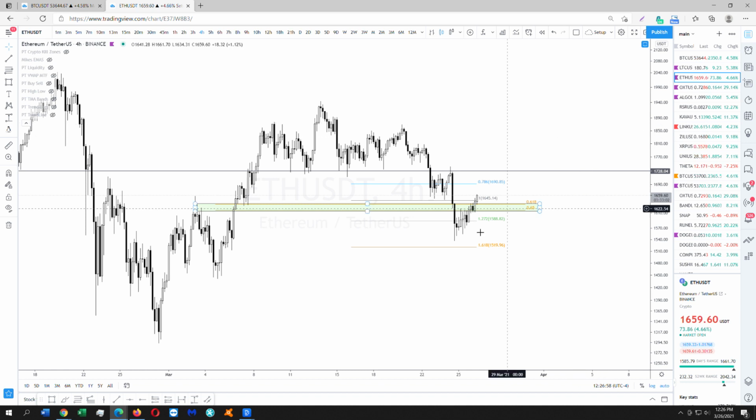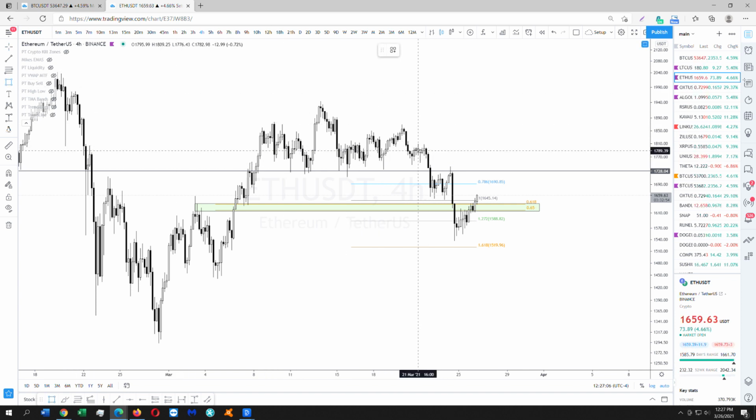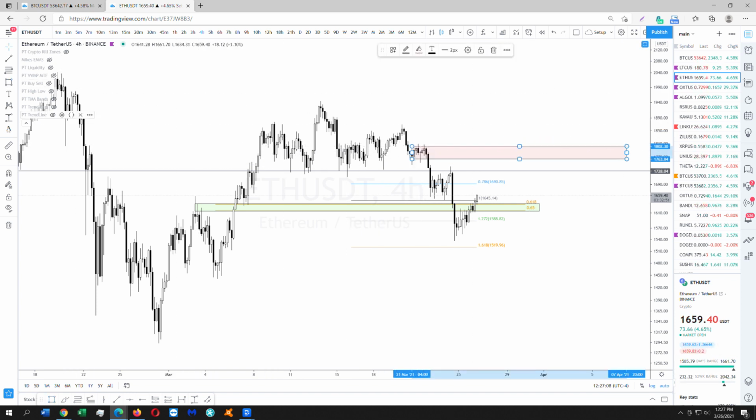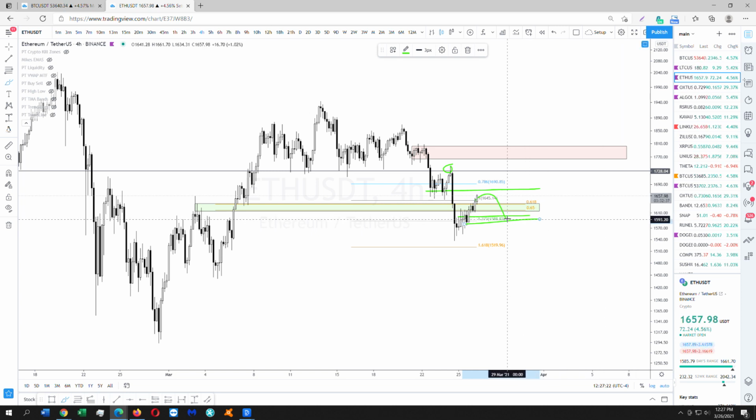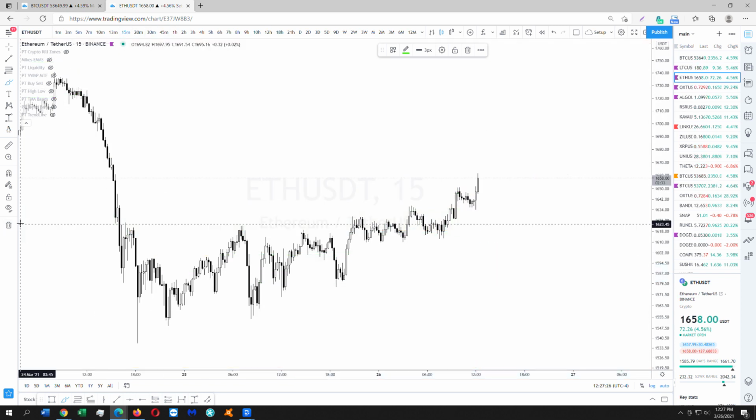Ethereum. So, Ethereum is definitely going to the 1700s. Easy 1700s. I actually have it going all the way up here, at this cluster, just to take out this wick. So Ethereum is more bullish than BTC. Ideally what you want to see is a rejection here, come back down, and make a higher low around the 1600s. I don't think we're going to go to the 1500s anymore, because if you look at the lower time frame, you have a lot of support that got built up.